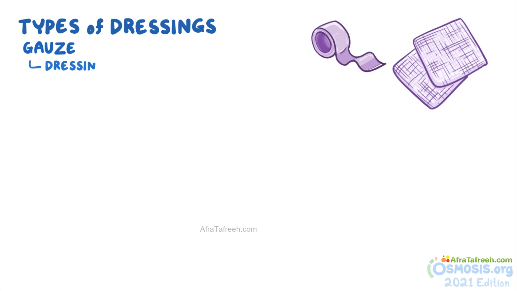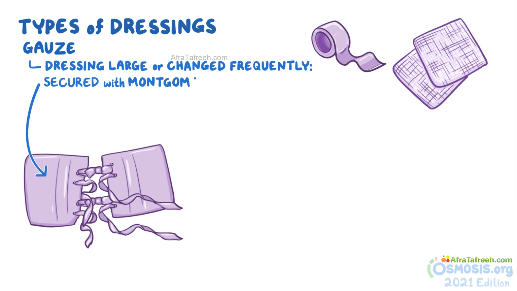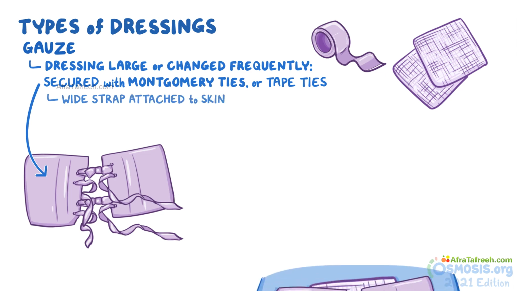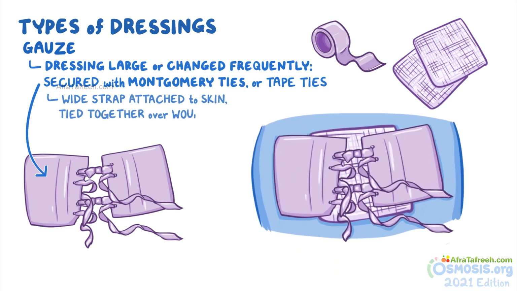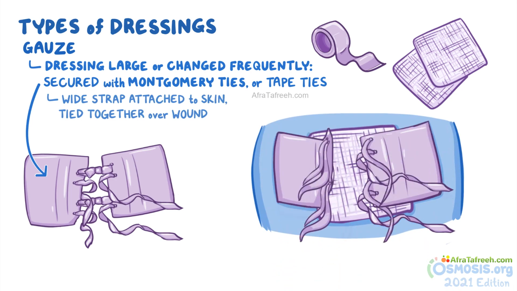In cases where the dressing is large and needs to be changed frequently, it can be secured with Montgomery ties, or tape ties, which is when a wide strap is attached to the skin and then tied together over the wound. Whenever the dressing needs changing, the ties are untied and then tied again over the new dressing, so no peeling of tape is required.